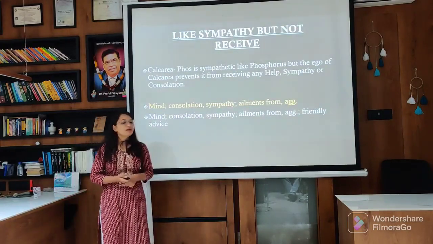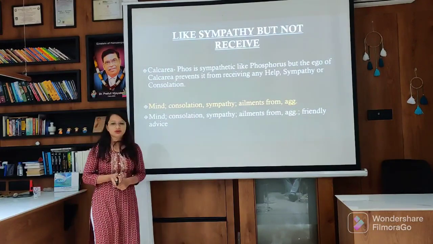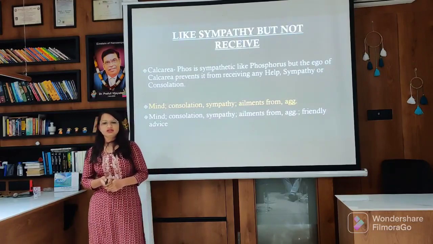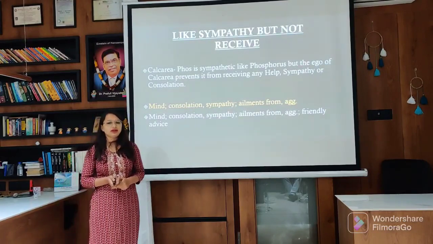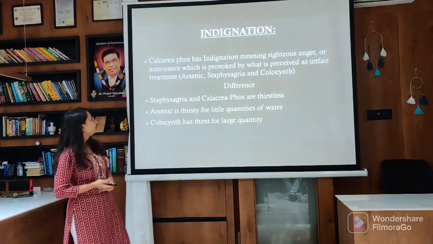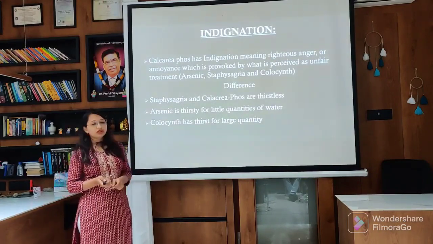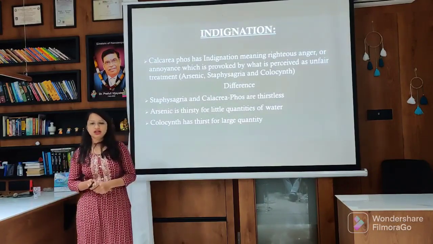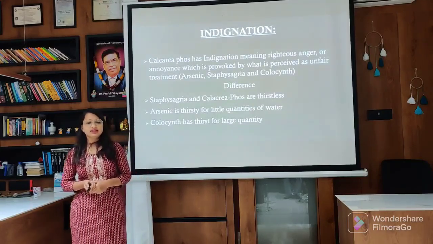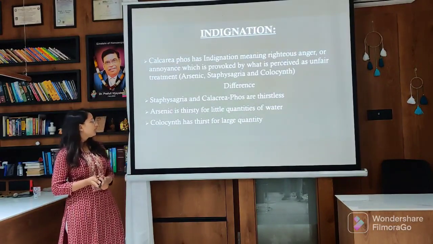They like sympathy, but due to ego they do not receive help, sympathy or consolation. Rubrics: mind, consolation, sympathy, aggravation from. Mind, consolation, sympathy, aggravation from, meant friendly advice. Indignation, a righteous anger or annoyance provoked by what is perceived as unfair treatment. The other remedies for indignation are Arsenic, Staphysagria and Colocynthis. The difference is Arsenic is thirsty for small quantities of water. Colocynthis has thirst for a large quantity of water.